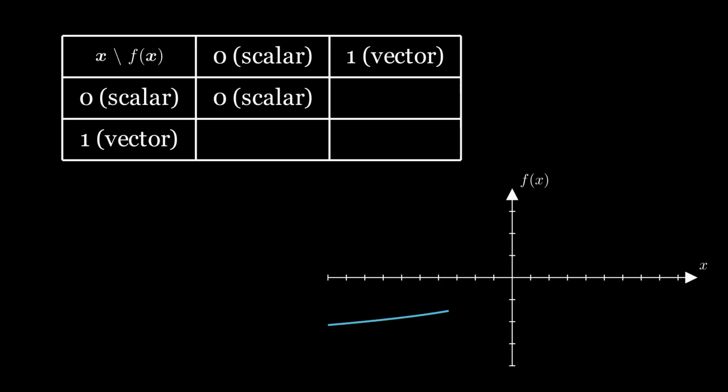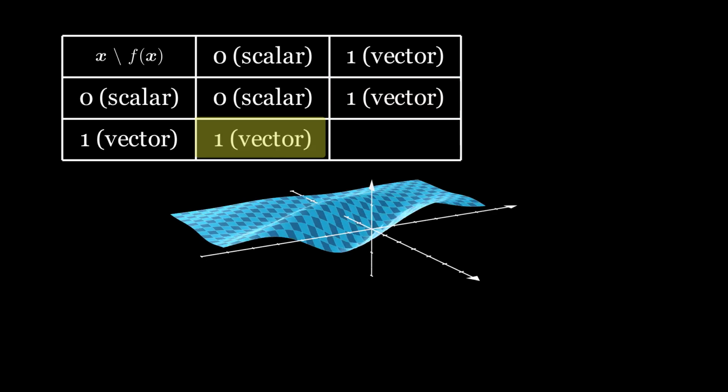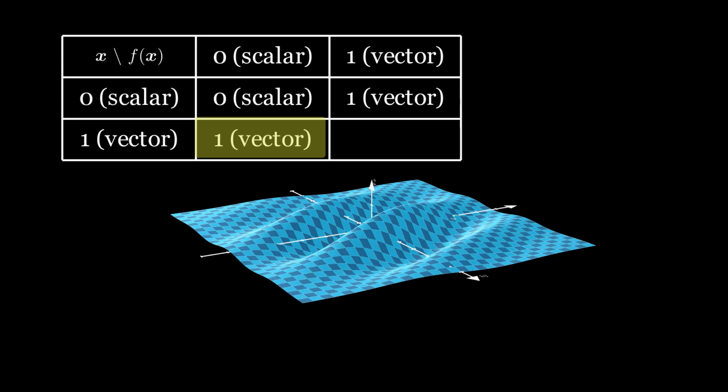So let's start a table where the columns are what dimensionality f of x is, and the rows are the dimensionality of x. Once again, a dimensionality of 0 means a scalar. So when x and f of x are both scalars, the derivative of f of x with respect to x is also a scalar. If we make f of x a vector but keep x a scalar, then the derivative is a vector. Similarly, if x is a vector but f of x is a scalar, then the derivative of f of x is a vector.